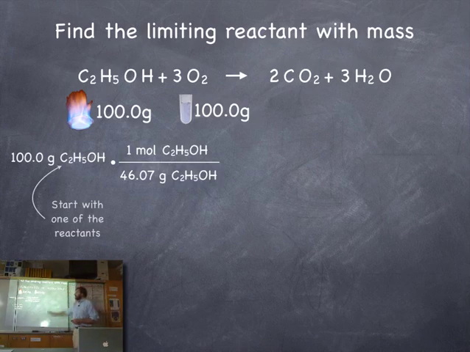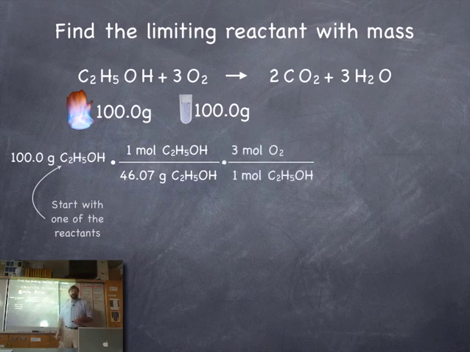So I picked my 100 grams of ethanol as the point to start. Now I'm going to do a stoichiometry calculation that says how much oxygen I need to use up 100 grams of ethanol. So I'm starting with ethanol, and I'm calculating oxygen. We know how to do this. I'm going to convert from grams of ethanol into moles. Then I'm going to convert from moles of ethanol into moles of oxygen.